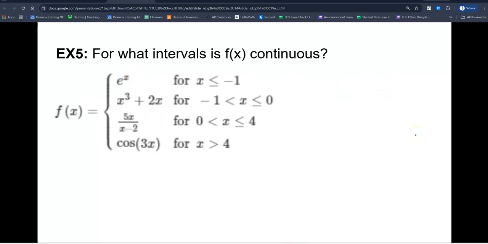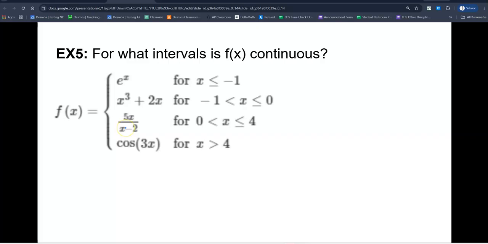All right. Number 5 says, for what intervals is f continuous? So, exponential, is that continuous everywhere? Yes. X to the third plus 2x, continuous everywhere? Yes. What about 5x over x minus 2, continuous everywhere? I see Raleigh shaking his head no. Where is it not continuous, Raleigh? 2. And is 2 on the interval we're using it for? Yeah, it's between 0 and 4.